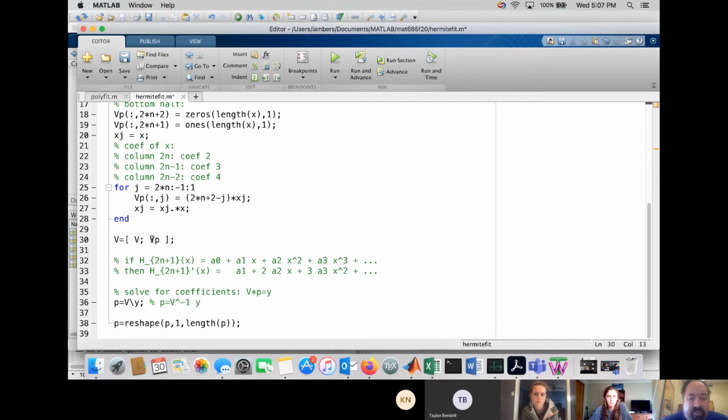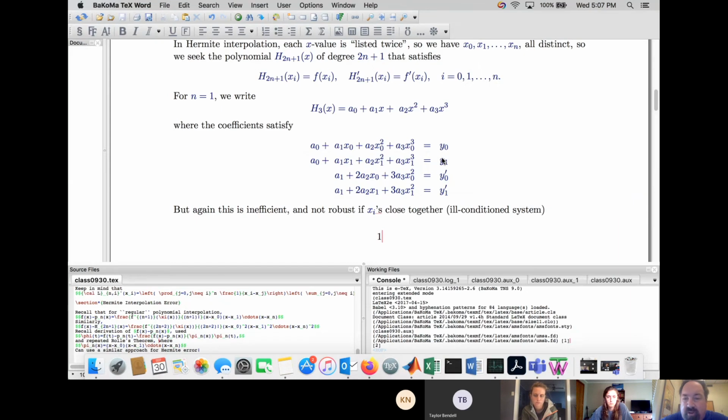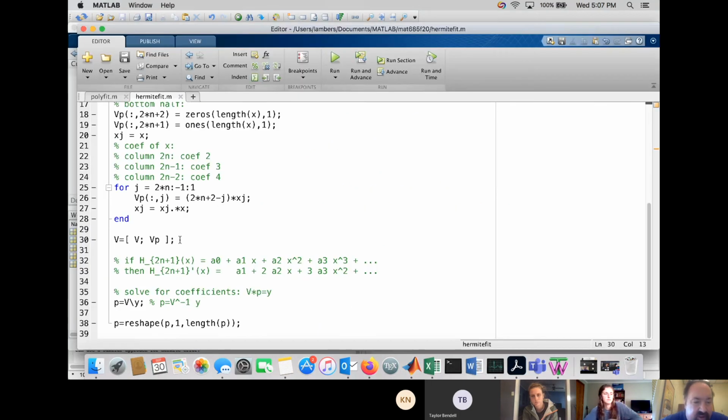Now, I need to solve a system of equations. If I look back at what I had in my notes, I had the y values first, then the derivative values. So I need to stack them on top of each other as well. So I can do that down here. Y followed by y prime. So now I can solve a system and get my coefficients of my Hermite polynomial.